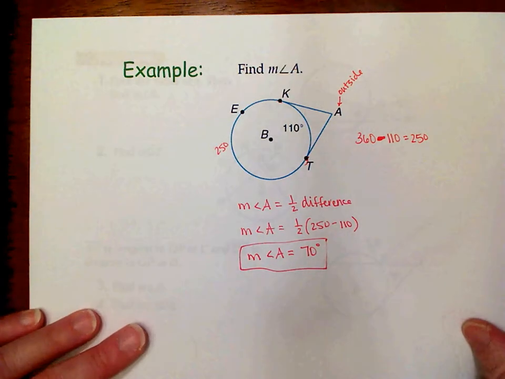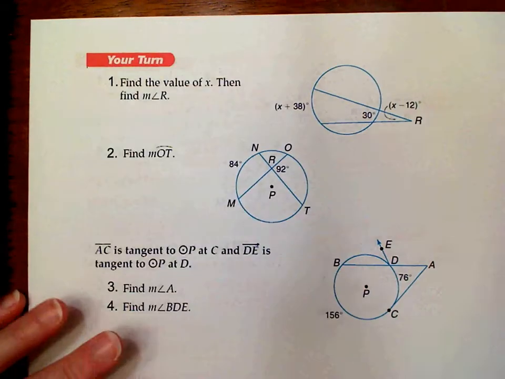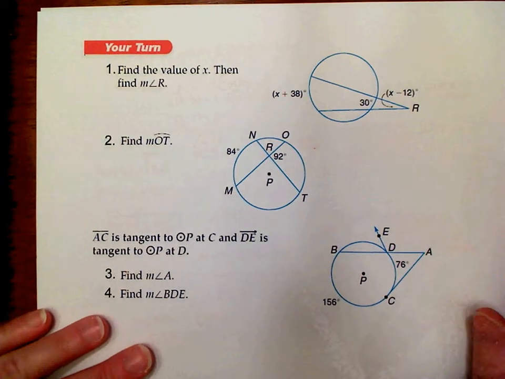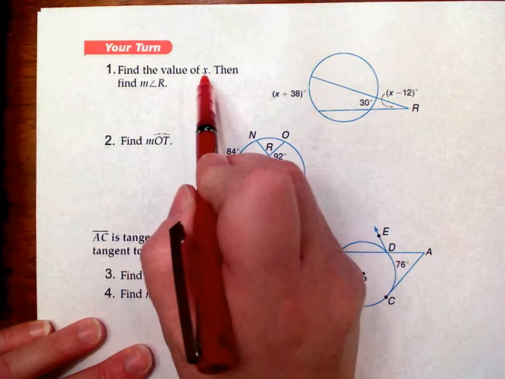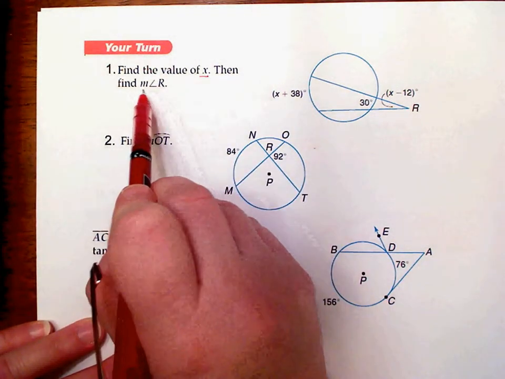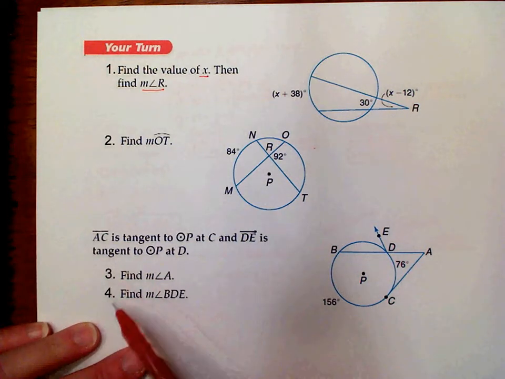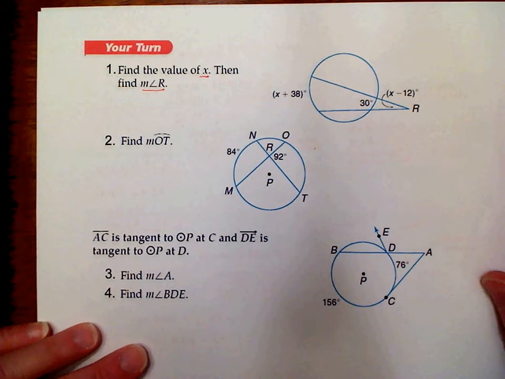Okay, I want you to pause the video here and work on the Your Turn problems. Just be careful. Number 1 asks for 2 answers, the value of x and also the measure of angle R. This one also has 2, but it's separated by problem number. So take a minute and try to work those on your own, and then come back and replay the video to see the answers.